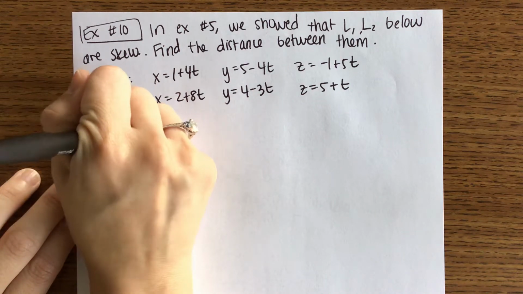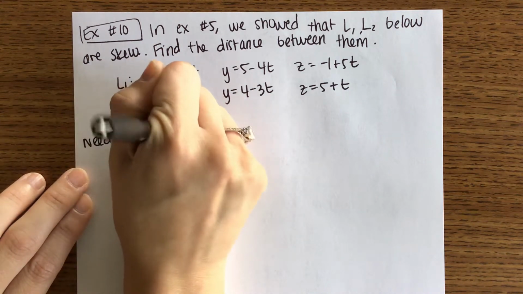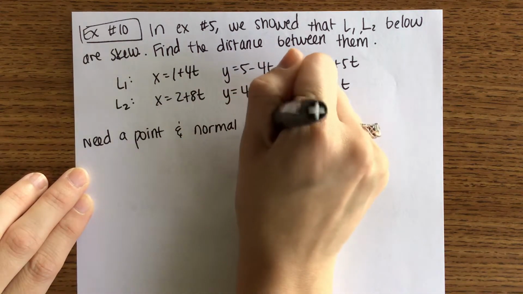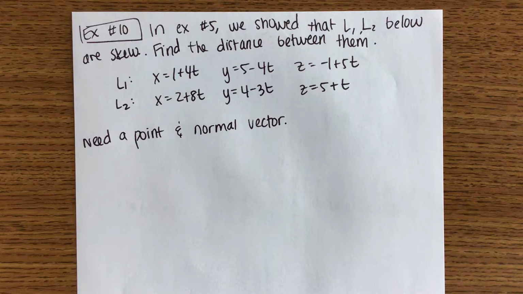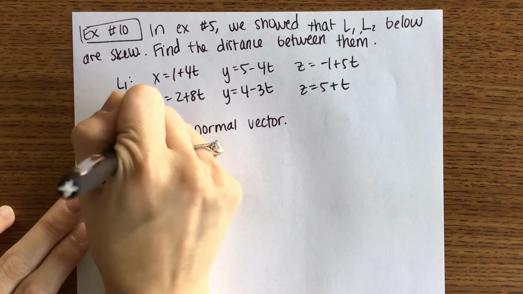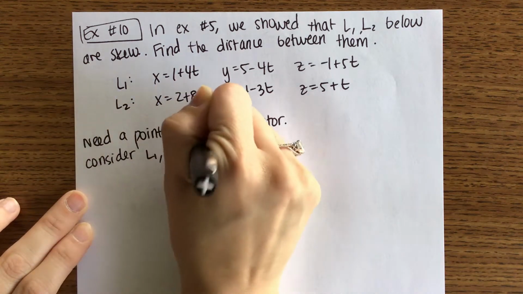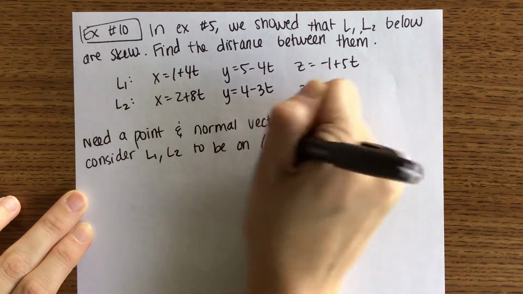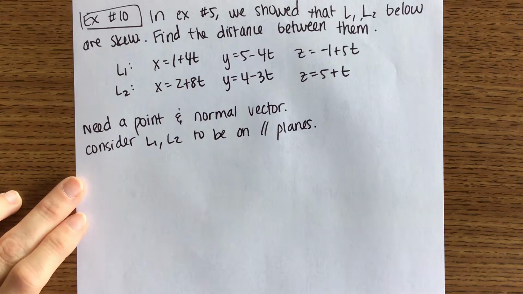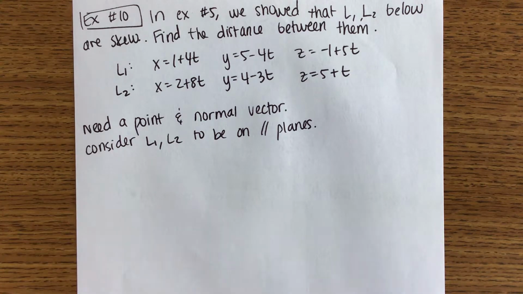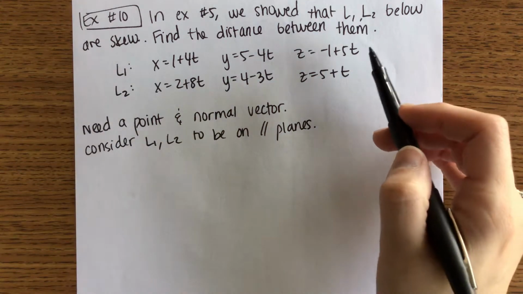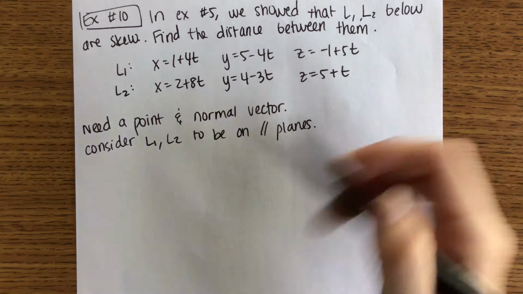So first we're going to start with the plane. We need a point and a normal vector to write the equation of the plane. Like we said, we're going to consider those two lines to be on parallel planes. So we're going to use line 1 to find a point, and we're going to use line 2 to write the equation of the plane.